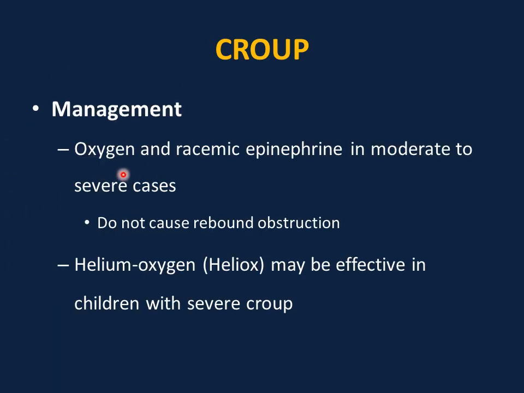In cases of moderate to severe stridor or airway obstruction, oxygen and racemic epinephrine will be beneficial. Remember that racemic epinephrine does not cause rebound obstruction, so it can be safely used in children with croup. Heliox is a mix of helium and oxygen. The oxygen percent here should not be less than 20%. Heliox has a low viscosity and low specific gravity, and it flows through the narrow airway more easily than oxygen by itself, so it can be used in severe cases of croup.